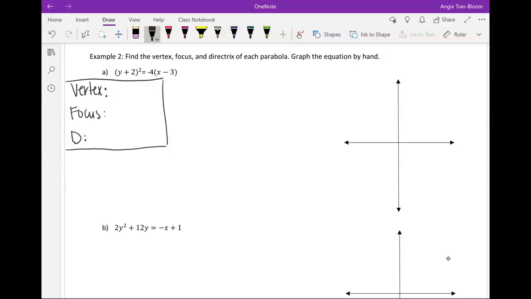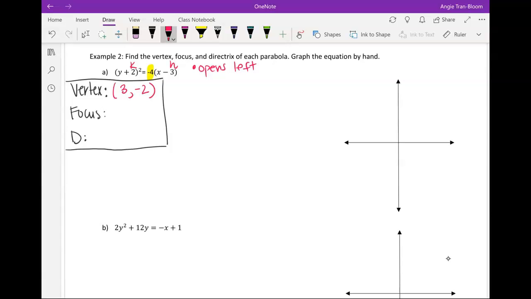So 2a, quantity y plus 2 squared equals -4 times x minus 3. Because your y variable is being squared, we know that it'll either open to the right or the left, and this is negative, so we know for sure that it opens to the left. We have a few things we can find right away. First thing is we are going to find the vertex. The vertex is going to be your h comma k. So h is going to be 3 and your k is going to be -2.